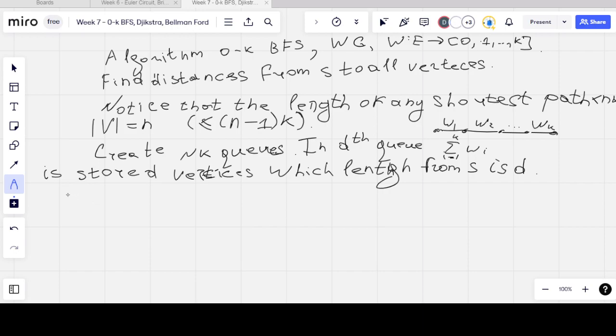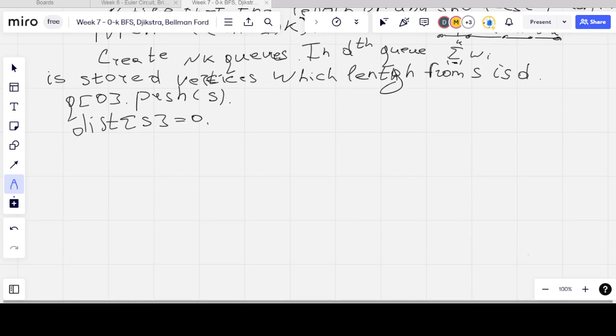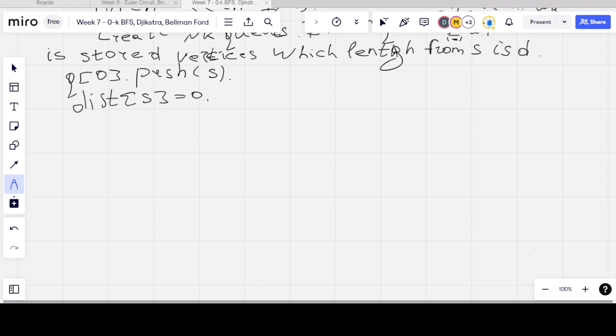so we push S to the first queue, it's obvious why we do this, and dist[S] equals 0. dist is the function that stores the minimum length from S to all the vertices.